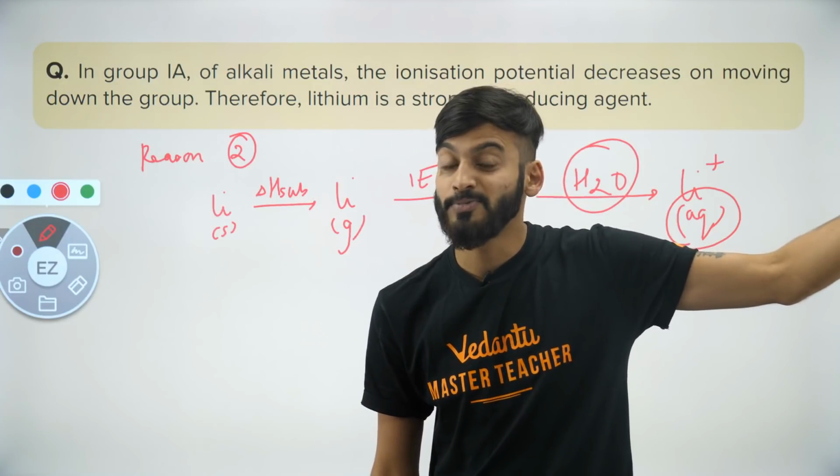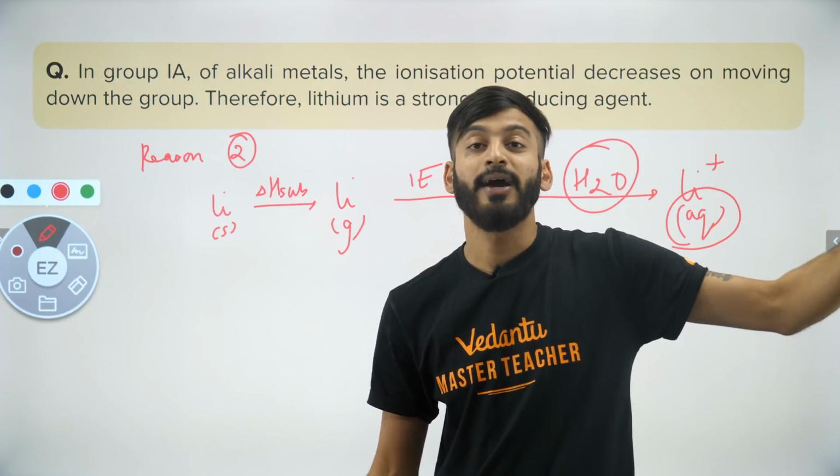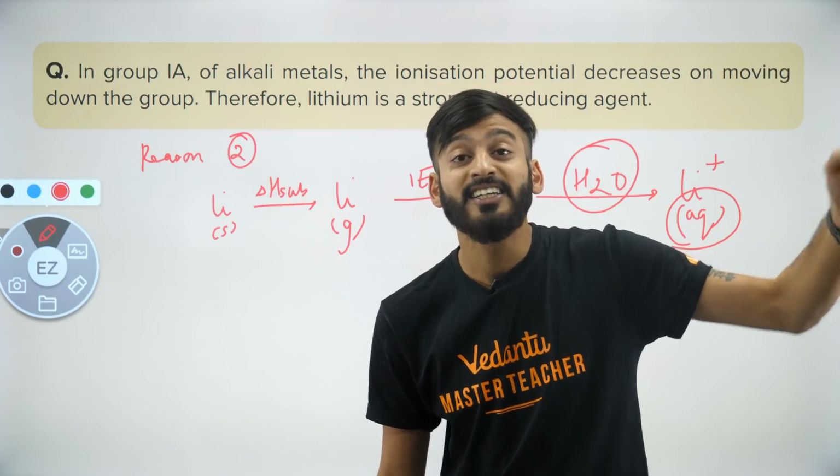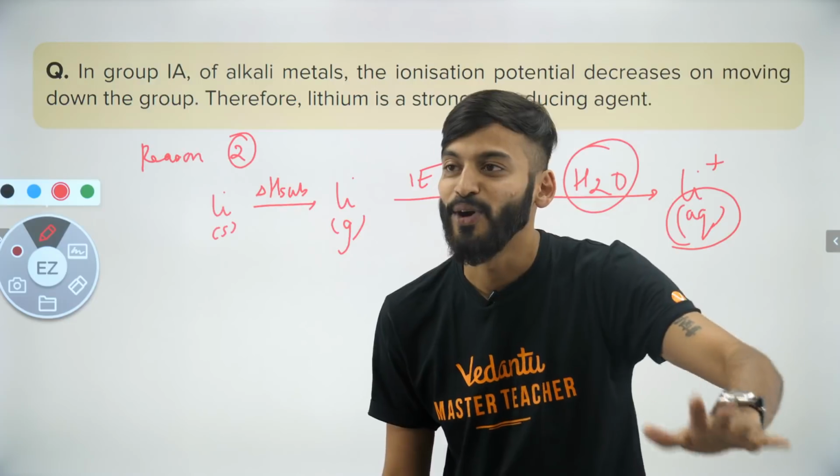Cesium is not that much stabilized, because cesium has bigger size. Cesium ion has bigger size. So hydrated radius of the cesium ion would be small. I hope it is clear.